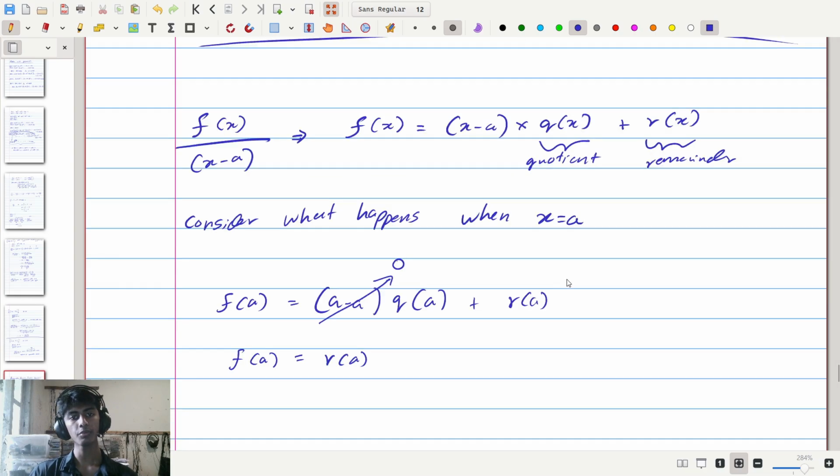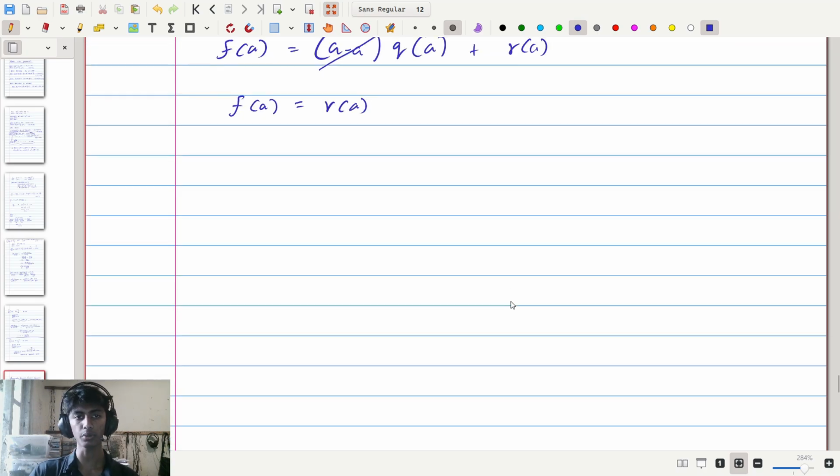So what does this mean? This means that if you divide f(x) by x minus a, then the remainder will be such that f(a) is equal to r(a). Whatever the remainder is, f(a) is equal to r(a). Let's do a practical example of this and see what we're talking about.